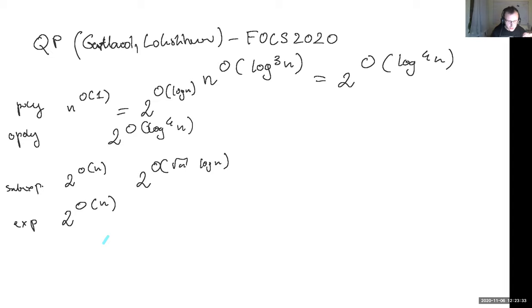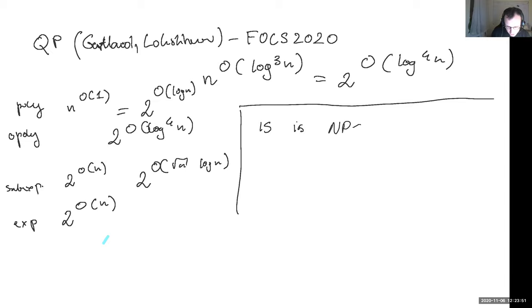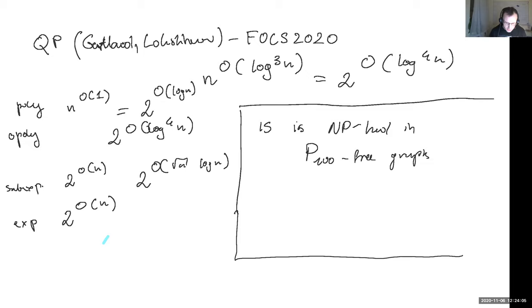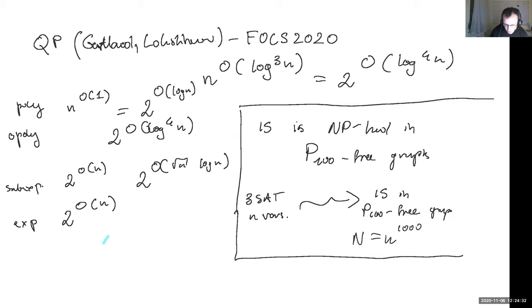So it is not only about improving this function. It's really a qualitative difference. And the reason for this is the following. Imagine that we are able to show that independent set is NP-hard in P_100-free graphs, for some large value of 100. And so what does it mean? This means that we can start from, for example, 3-SAT with n variables, and we have a polynomial time reduction that transforms this 3-SAT formula to an instance of independent set in P_100-free graphs. And the number of vertices here is like n to 1000 or 10,000. It's a polynomial time algorithm. So the instance is of polynomial size.